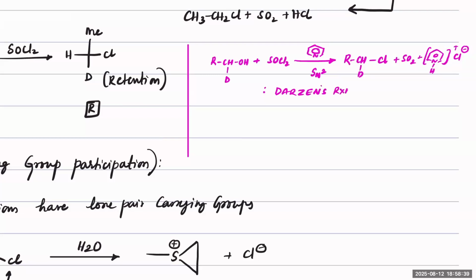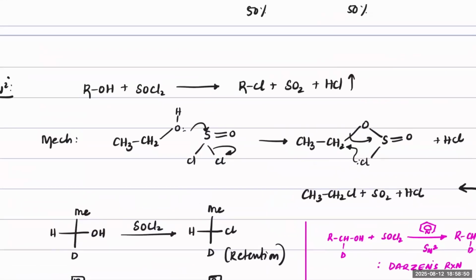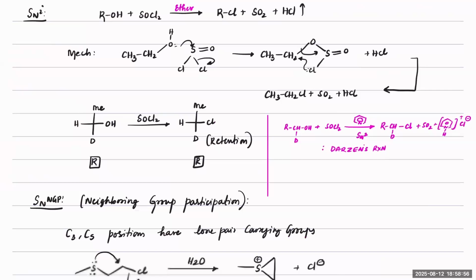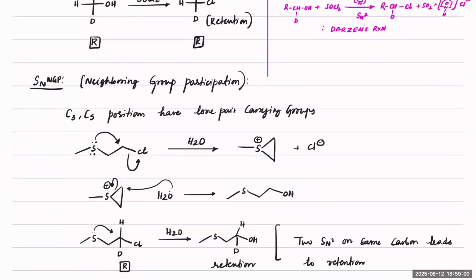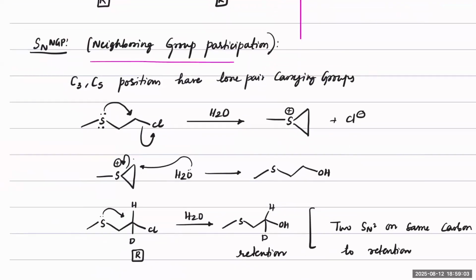Darzens' inversion reaction. Basically, if you carry out the same SOCl2 reaction in the presence of pyridine, it is called Darzens' reaction, and the mechanism is SN2. Without pyridine, if it is simple ether and not pyridine, then it is an SNi reaction. Clear, beta? Okay.